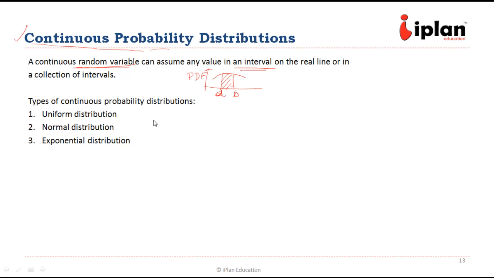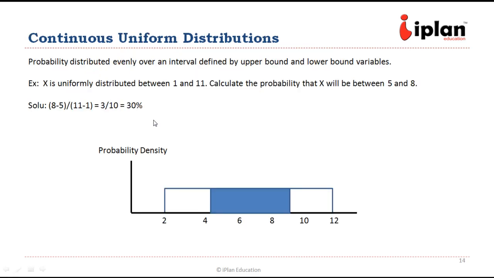There are various types of continuous probability distributions. Let us look at them one by one. The first is the uniform distribution. The continuous uniform distribution is the one where probability is distributed evenly over the whole interval. So it can be easily defined by upper and lower bound variables. For example, if the random variable x is uniformly distributed between 1 and 11, we know that it is equally likely to have any value between these two. And since it is a continuous function, we can have any value, even fractions.